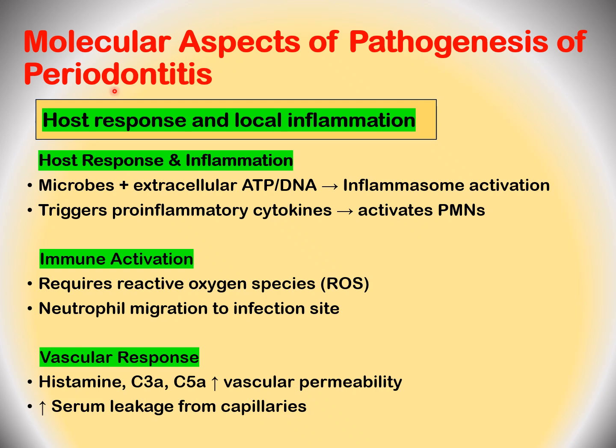Now let's understand the molecular aspects of pathogenesis of periodontitis. Microbial products and extracellular ATP and DNA activate the inflammasome, which triggers the release of pro-inflammatory cytokines and which further activates the PMNs. The immune activation leads to ROS production and neutrophil migration. Mediators such as histamine, C3a and C5a increase the vascular permeability, which allows the serum leakage from capillaries into the tissue.